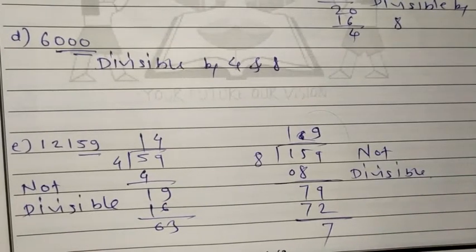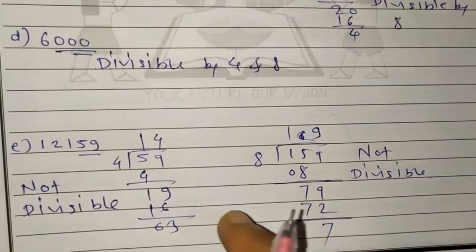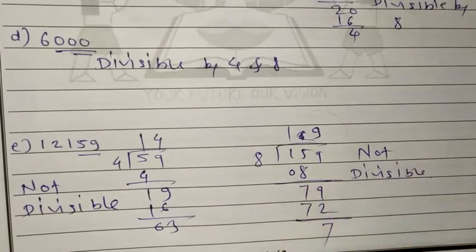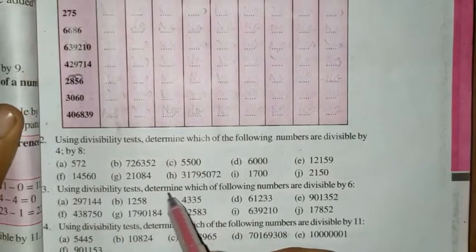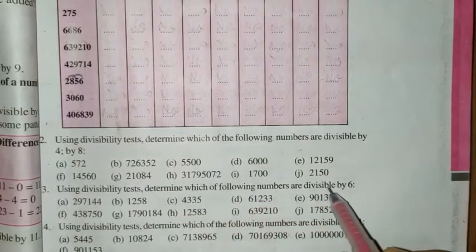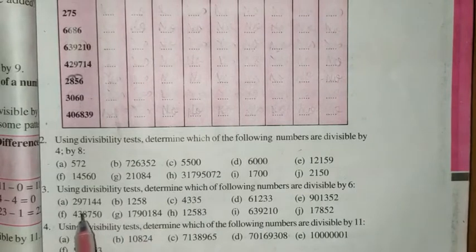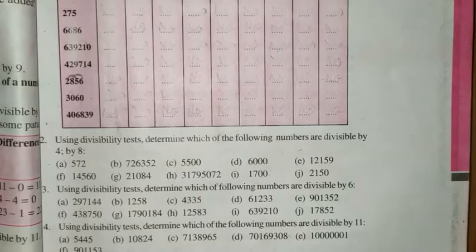So here I solved a total of 5 parts, up to E, and I hope you can easily solve the rest of the parts in this question. After that I will move to the next question. Now our next question is question number 3. Using divisibility test, determine which of the following numbers are divisible by 6. Here also I am picking only a few examples. I am going to show you the answers of A to E, and the rest you have to solve because the same kind of procedure is there.